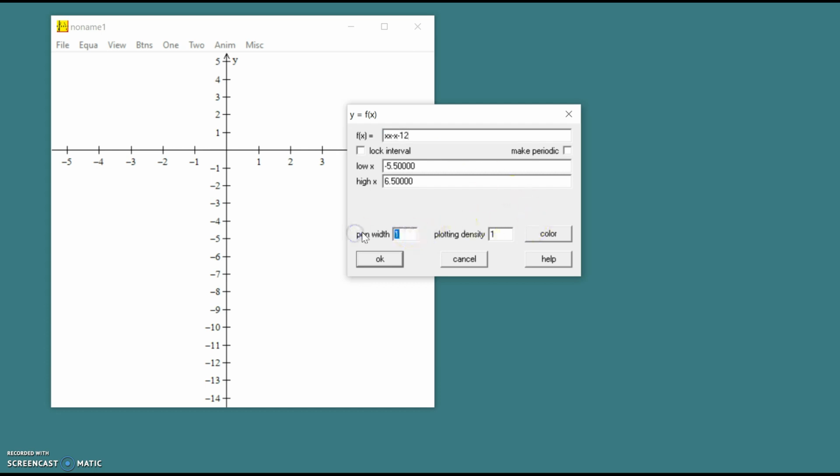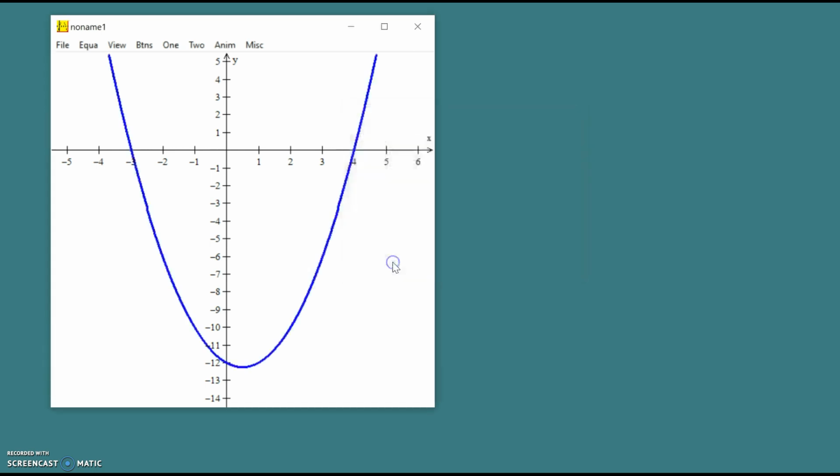Okay, x squared minus x minus 12. And if we plot that graph, what I want you to notice is where does this graph cross the x-axis? Remember, the solution to an equation is where it crosses the x-axis. It crosses at the points -3 and 4.